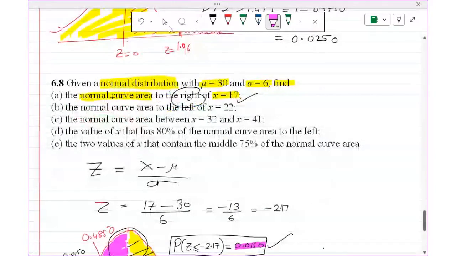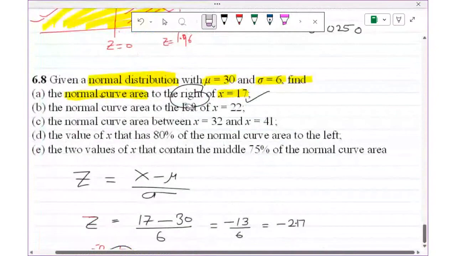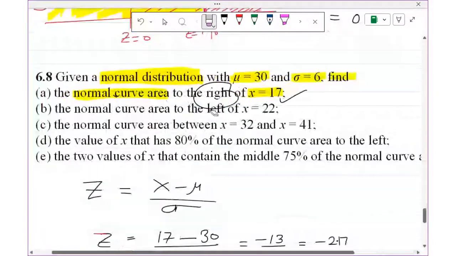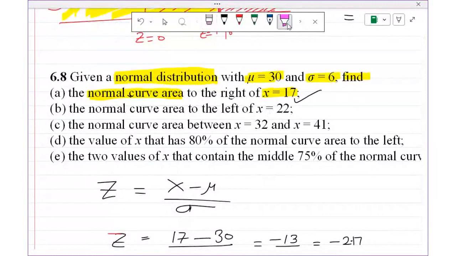In the B part, we have to find the normal curve area to the left of x equal to 22. First of all, we need to convert all the terms into standard normal distribution. Now x is 22 in the B part. So first we need to convert this in terms of z using our conversion formula.